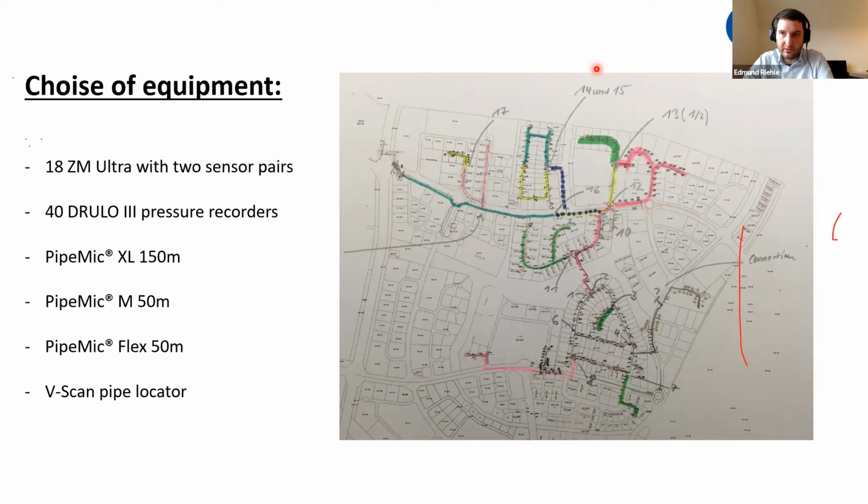And then we also supplied PipeMic XL, which has a pushing distance of 150 meters for the larger diameters, a PipeMic M for medium-sized pipelines, and for smaller diameters with 50 meters cable or push rod, and a PipeMic Flex for a lot of bends in the pipe to be able to push around. Also a cable or pipe locator called VScan. It's not our own, which we manufacture; we only resell this, but it is necessary in the end to locate and pinpoint the exact position of the PipeMic head to have the exact position of the leak.